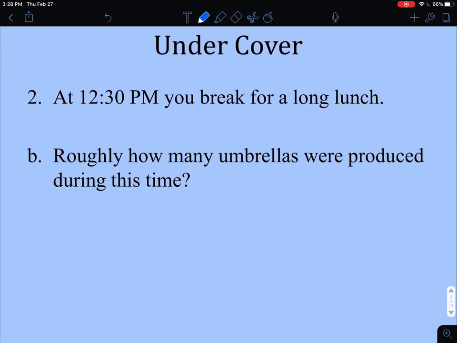Roughly how many umbrellas were produced during this time? So once again, I'm going to leave the method of approximation up to you. You can use a rectangular approximation method. You can use an average. You can use a trapezoidal approximation method. The method is up to you. Go on ahead and pause the video while you come up with your approximation.